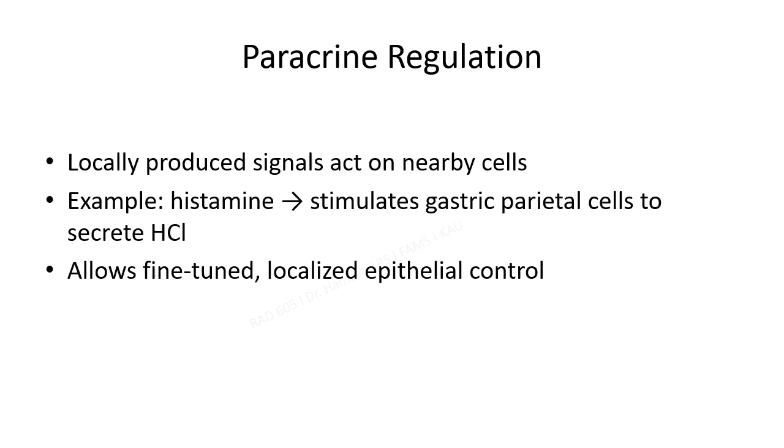Finally, paracrine regulation. Locally produced signals act on nearby cells. For example, histamine stimulates gastric parietal cells to secrete HCl. We will understand the mechanism in the GI tract, how the hydrochloric acid is produced from the parietal cells, specifically in the stomach. And this is part of paracrine regulation or paracrine signaling.